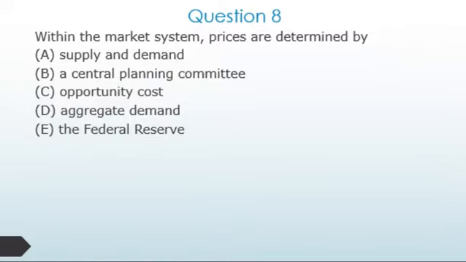Within the market system, prices are determined by, so this is just the law of supply and demand here. So the other ones are just definitions, or a central planning committee is more of a type of political philosophy almost for socialism, which isn't relevant here. And again, the Federal Reserve also wouldn't be related here because it's just simply not related.